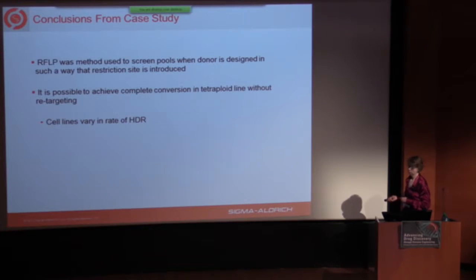And this was an appropriate method for us to use because we knew that we needed to screen a lot of cells in small pools, and we knew that this would be sensitive enough to find the mutation that we were looking for. It also helped us to find cells that had complete conversion on all 4 alleles, which doesn't happen at a very high frequency. But we do know that cell lines will vary widely in the rate of homologous recombination.